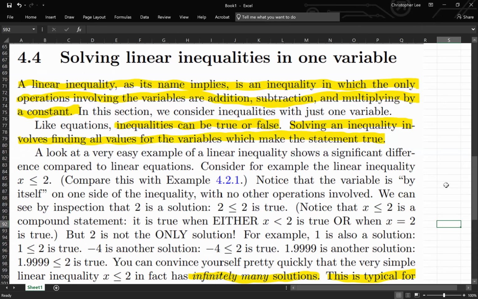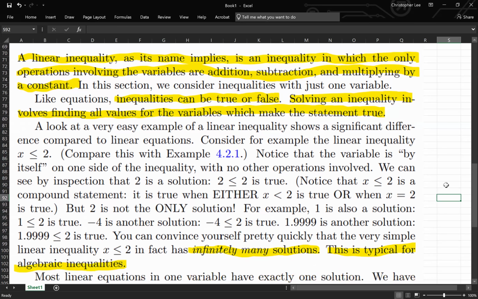All right, we're going to be solving linear inequalities in one variable. A linear inequality, as its name implies, is an inequality in which the only operations involving the variables are addition, subtraction, and multiplication by a constant. In this section, we consider inequalities with just one variable. Like equations, inequalities can be true or false. Solving an inequality involves finding all the values for the variable which make the statement true.